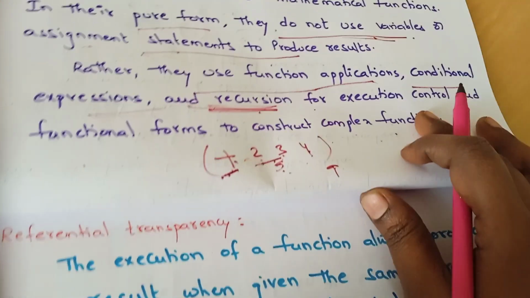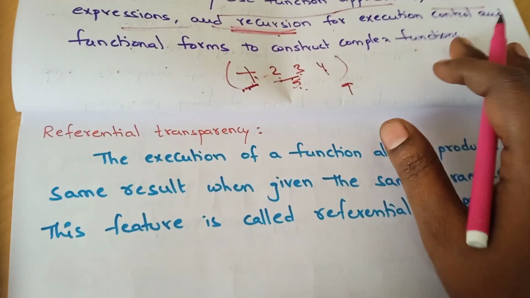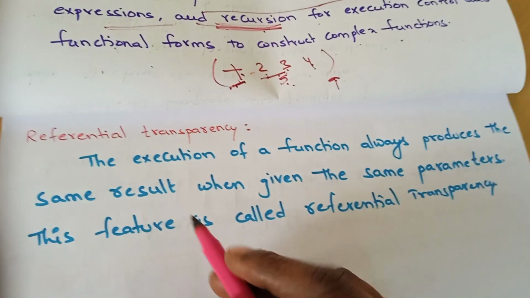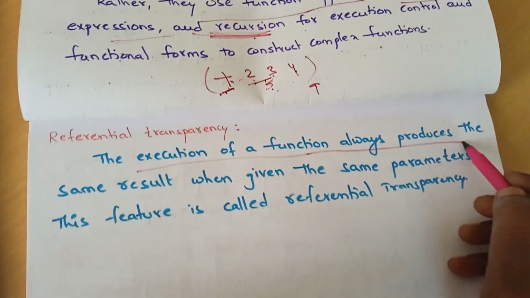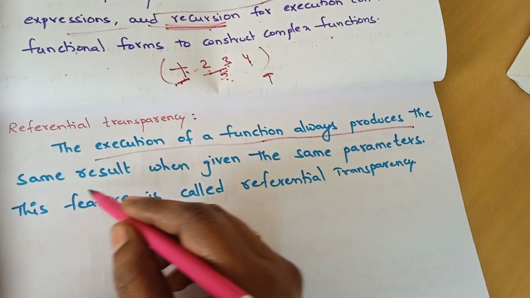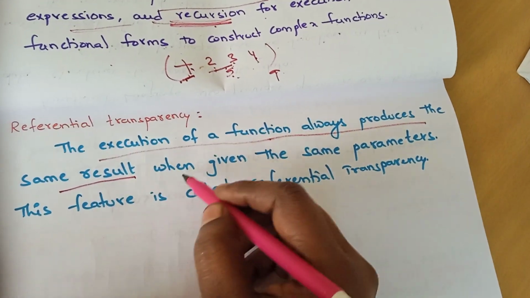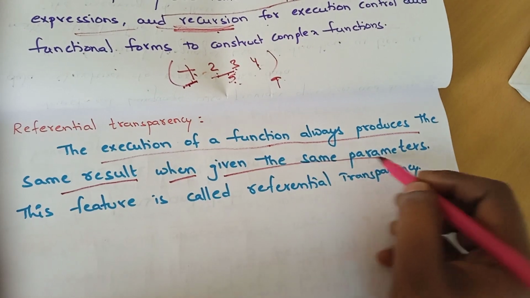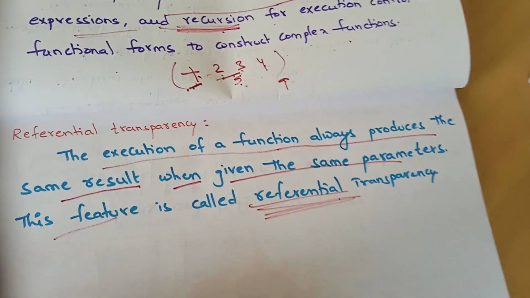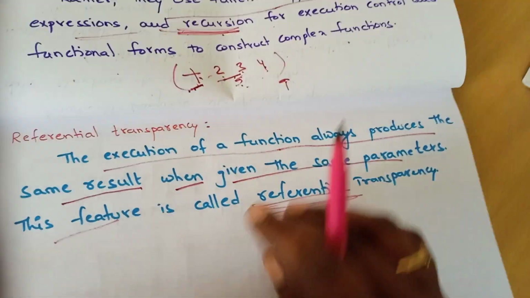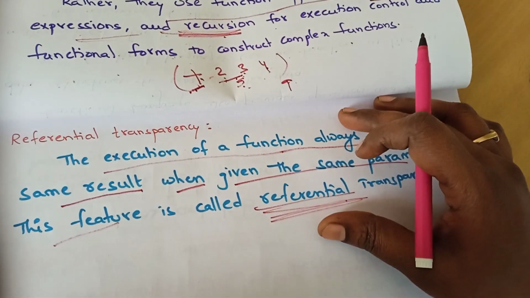And there is one more point we have to discuss. The execution of a function always produces the same result when given the same parameters. This feature is called referential transparency. Now, let's understand this concept.